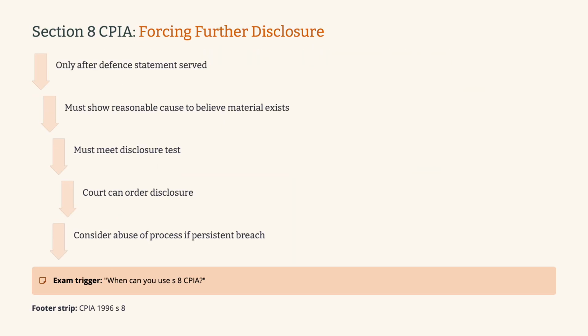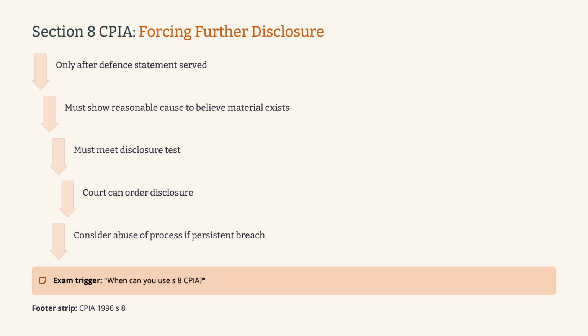Section 8 of CPIA provides a mechanism for the defense to force further disclosure when they believe the prosecution is holding material that should be disclosed. However, this mechanism has preconditions. First, you can only use Section 8 after serving a defense statement. If you haven't served a defense statement, Section 8 is unavailable. This is one reason why defense counsel might choose to serve a defense statement even in front of the magistrates' court.